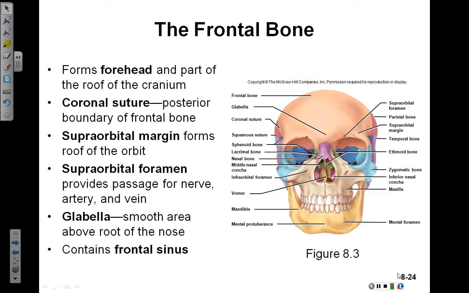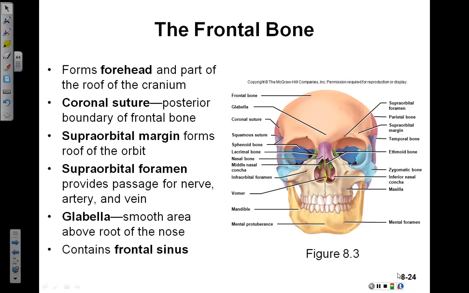It's a hole, right? Okay. You're going to see a lot of these when you take your skull exam. It's a whole passage for nerves, arteries, and what? Veins. Okay? The glabella, this little smooth portion right above your nose, of course, is called the glabella. And, of course, you have your frontal what?